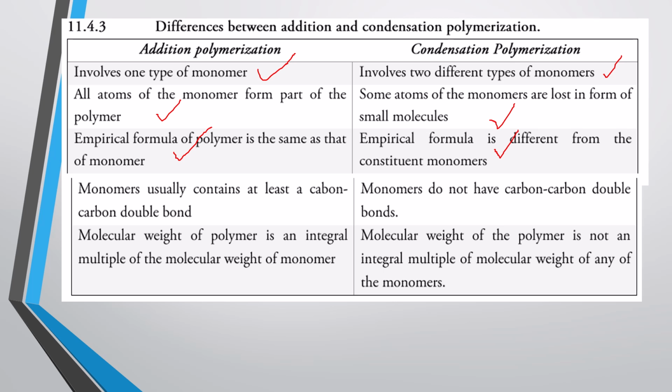Also, in addition polymerization, monomers usually contain at least a carbon double bond. But in condensation polymerization, we have not noticed any carbon-to-carbon double bond. So addition polymerization involves monomers which contain double bonds of carbon as opposed to condensation polymerization. Also, the molecular weight of a polymer in addition polymerization is going to be an integral multiple of the molecular weight of the monomer. But in condensation polymerization, the molecular weight of your polymer is not an integral multiple of the molecular weight of any of the monomers you have used.